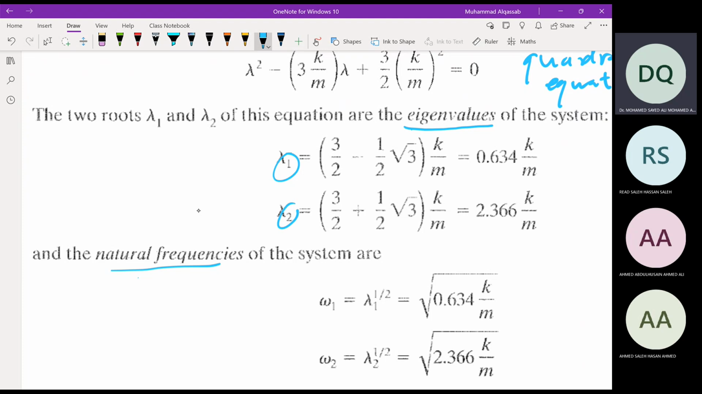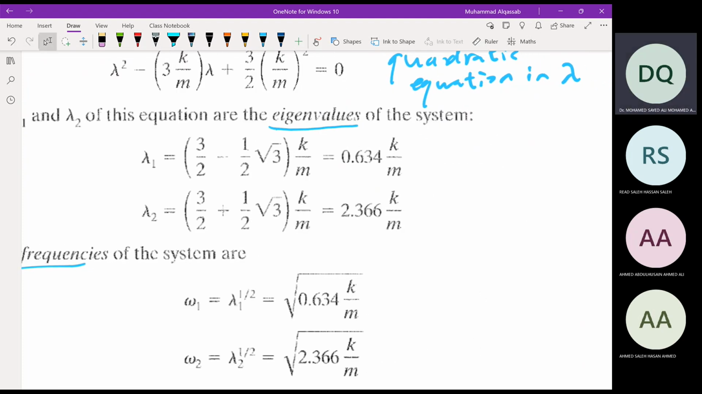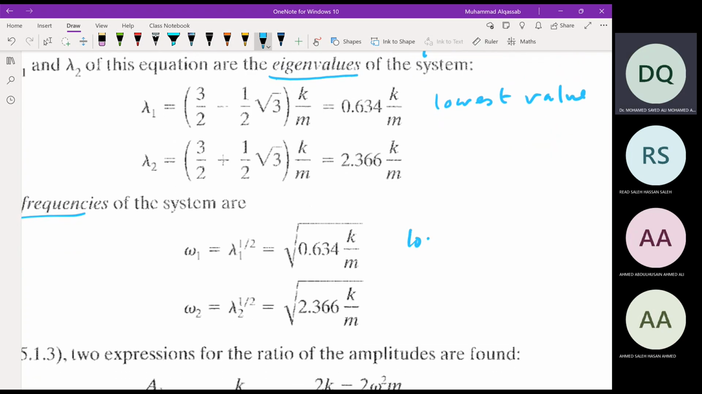The numbering is important here in vibration. We should number from the lowest value, so lambda 1 is the lowest. Lambda 2 is the second highest. So this will be the lowest value, and this is the lowest frequency.